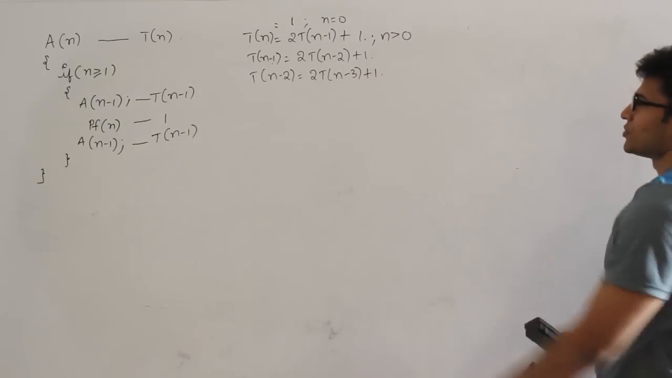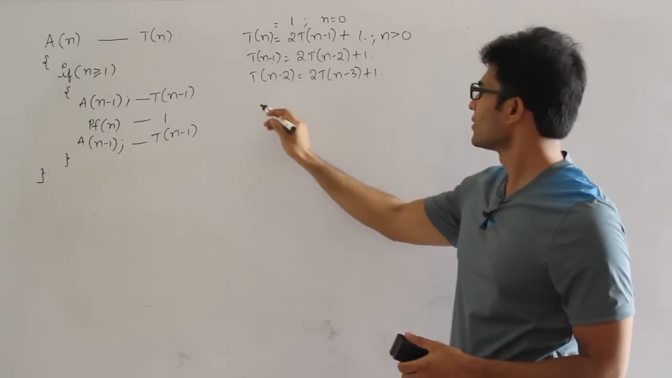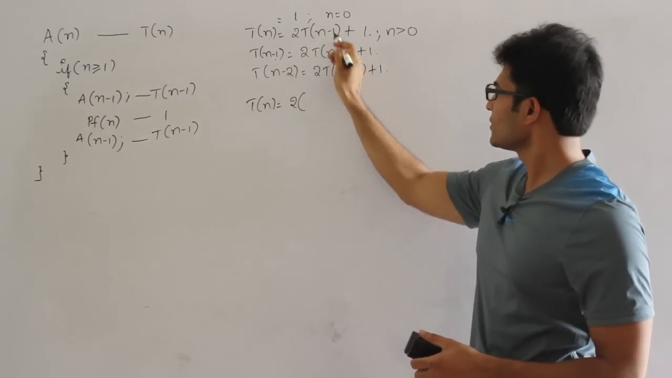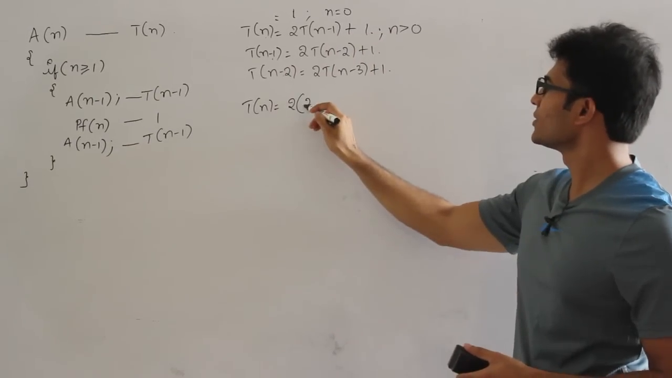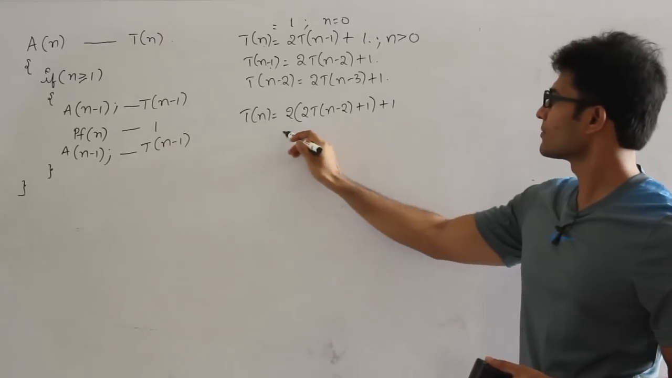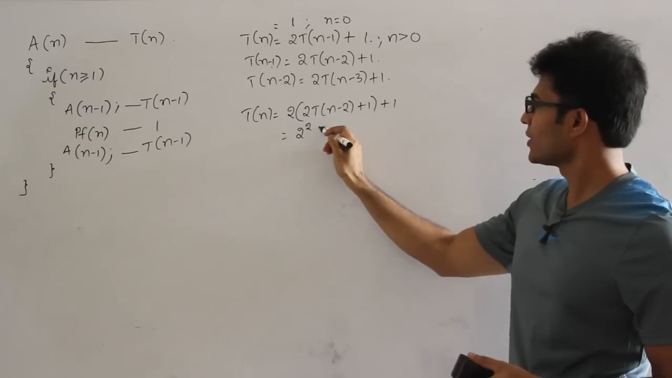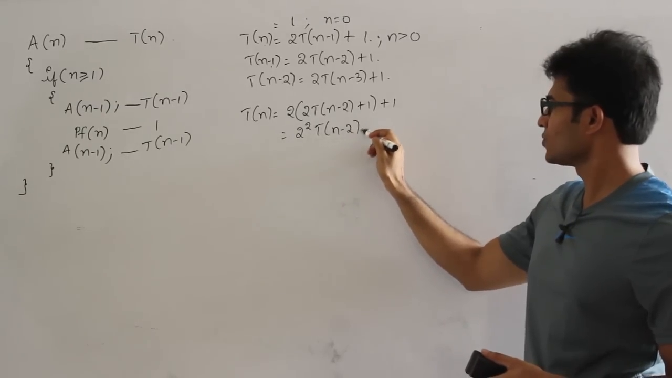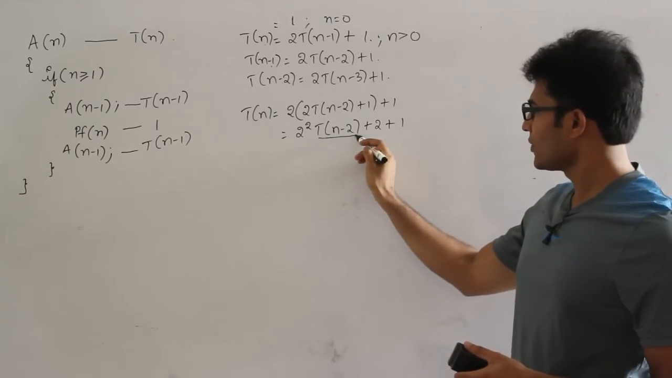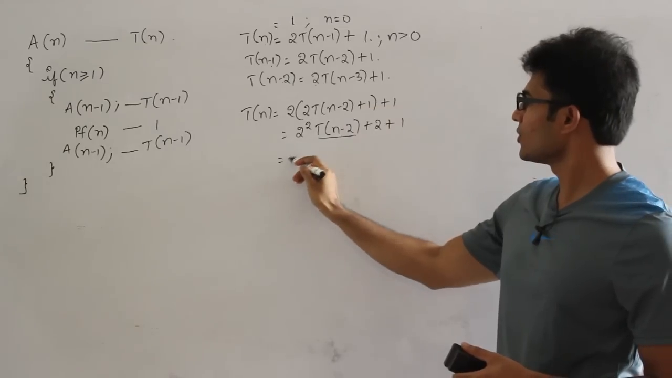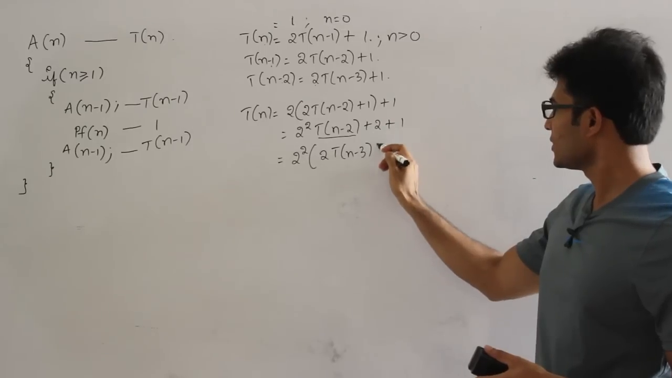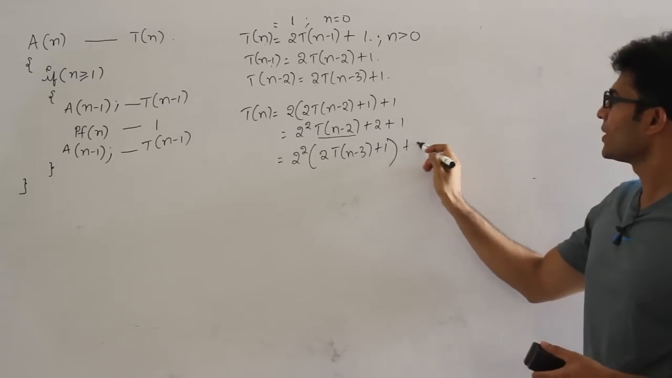And you keep on back substituting them. Then what do I get? T of n equal to 2 into, I have to substitute this entire thing in T of n minus 1. And what do I get? 2 into T of n minus 2 plus 1 plus 1. That equal to 2 square into T of n minus 2 plus 2 plus 1, right? And now in place of T of n minus 2, you substitute this. Then what do I get? 2 square into 2 into T of n minus 3 plus 1 plus 2 plus 1.